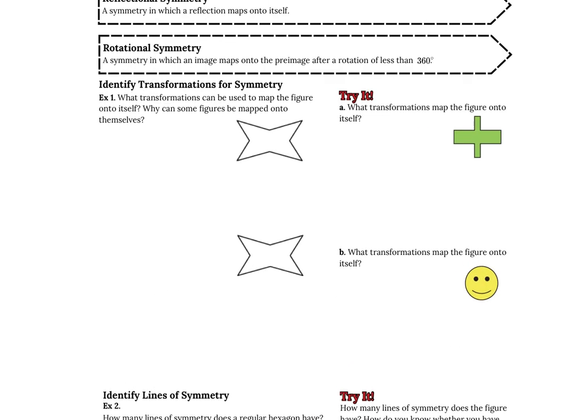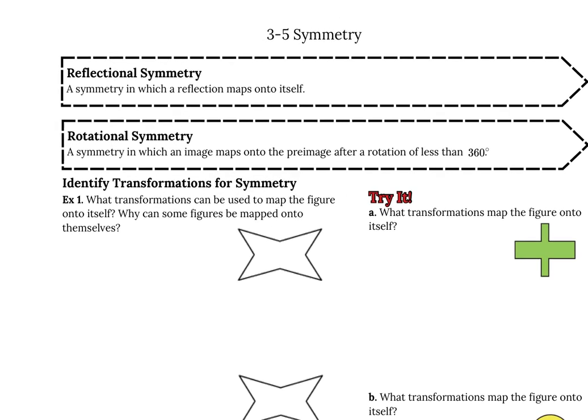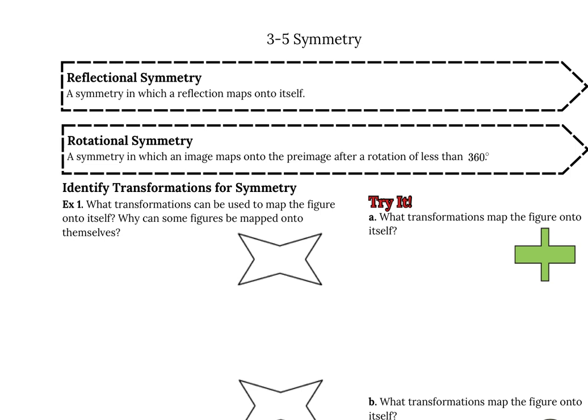3.5, symmetry. So we have two types of symmetry. Our first is reflection symmetry. Reflection symmetry is a type of symmetry where it is reflecting and mapping onto itself. Rotational symmetry is a symmetry where we are rotating the image a rotation of less than 360 degrees.